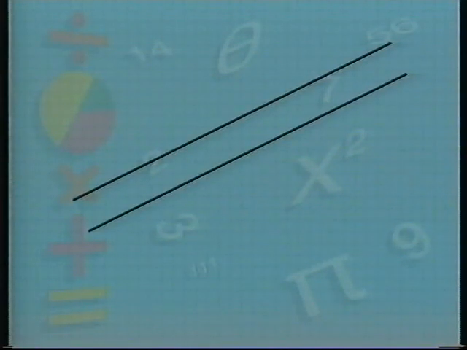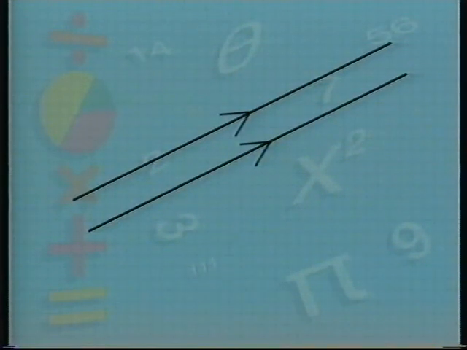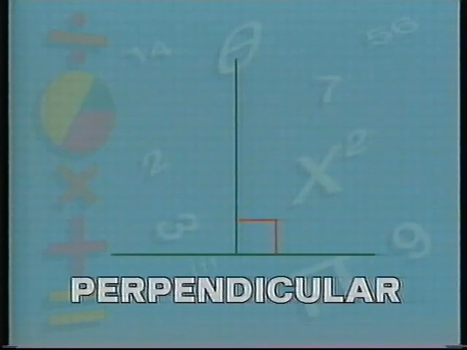When 2 lines never meet, they are called parallel. And parallel lines are marked with arrows. All lines marked with the same number of arrows are parallel. Lines are perpendicular if they make a right angle with each other.